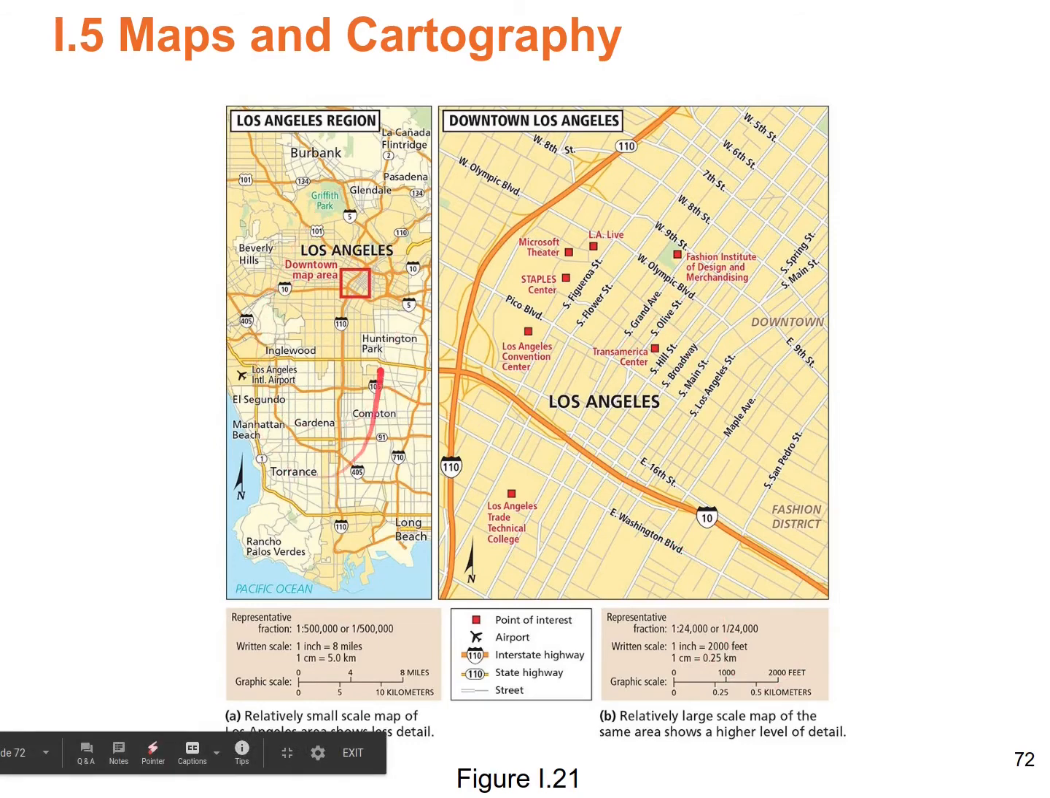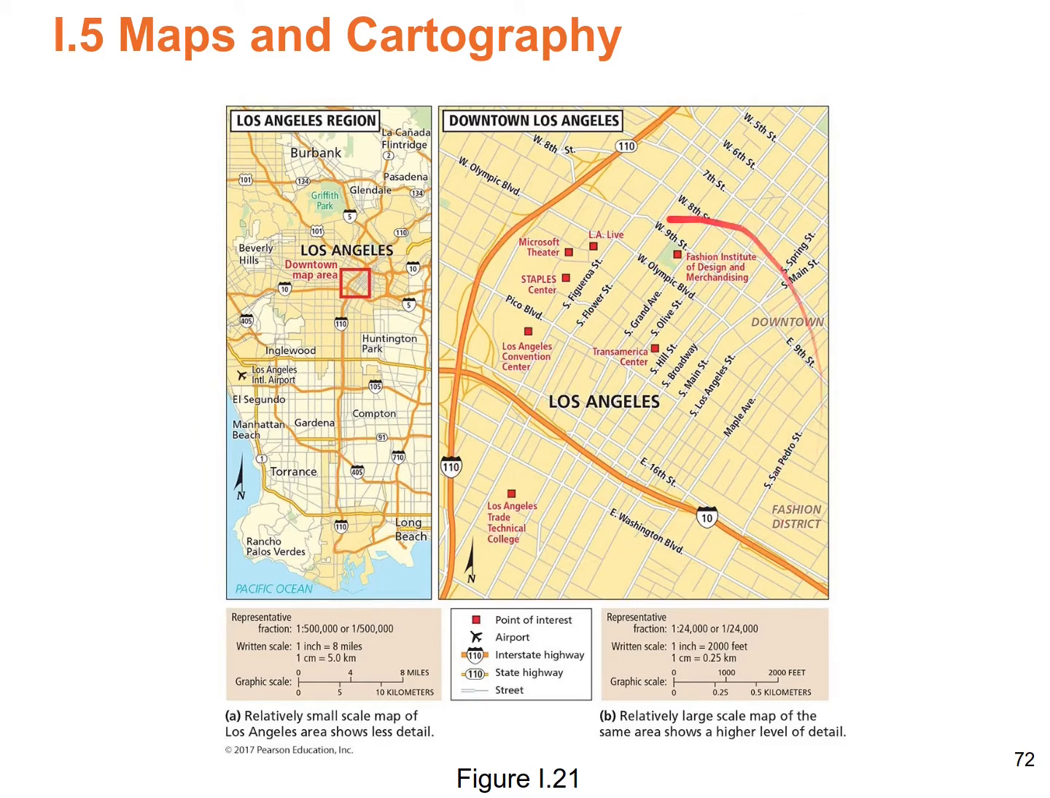So there's no such thing as the best map scale, it's just what do you want the map to show? If you want it to show the relationship between downtown LA, Beverly Hills, and Long Beach, you'd use this map. If you were wondering what's in walking distance from the Transamerica Center or the Convention Center, you might want to use this map because it's a larger scale. Larger scale has more detail of a small area.